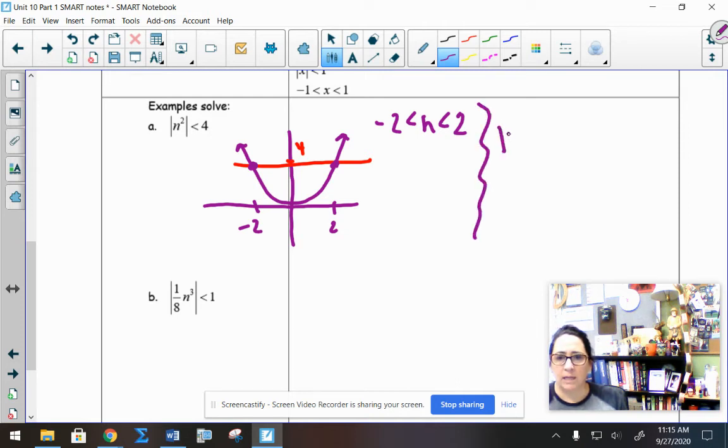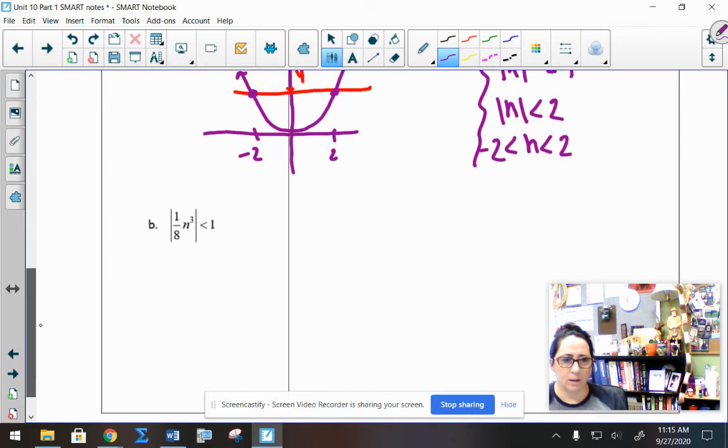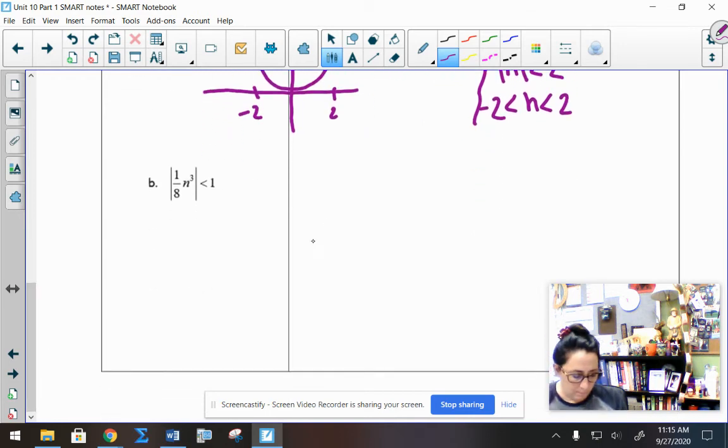Okay, B. I'm going to go ahead and just do this one algebraically. If you guys like the graphical approach, then that's fine. I'm an algebra girl. So first thing I'm going to do is pull out the 1/8 and pull out the cube. So I can multiply through by the 8. And now I can cube root. So the cube root of 8 is 2. And then I can get rid of my absolute value bars. Okay.